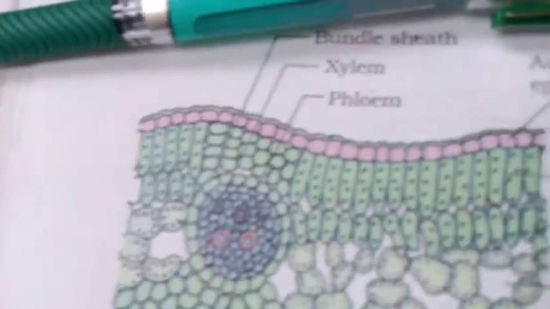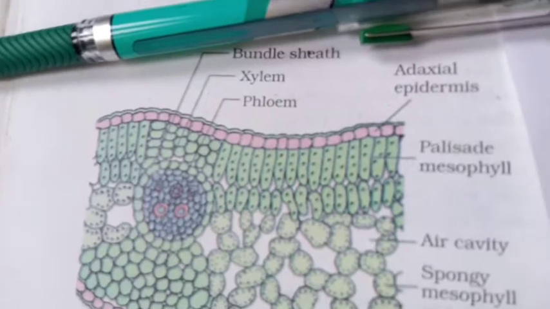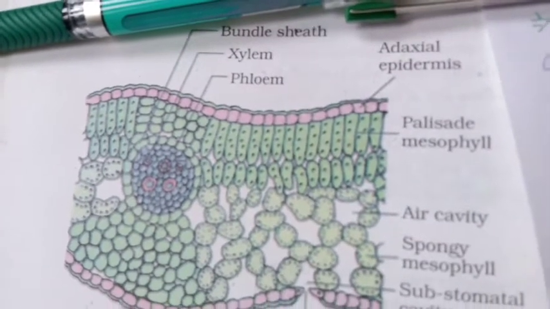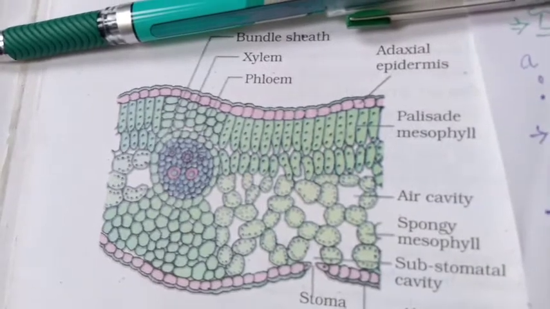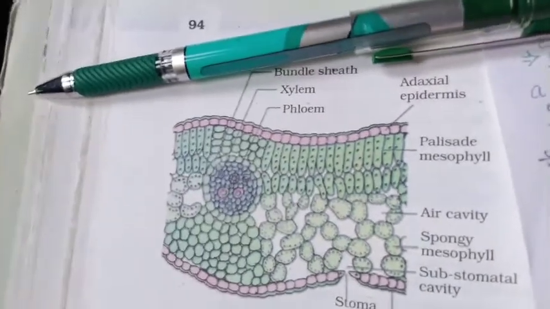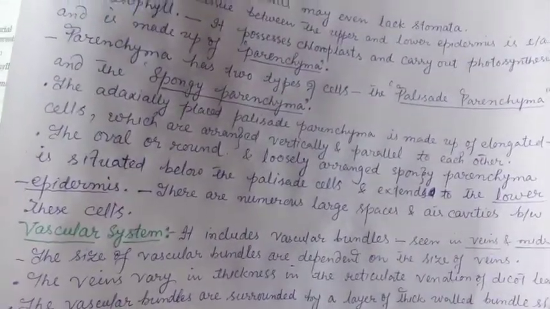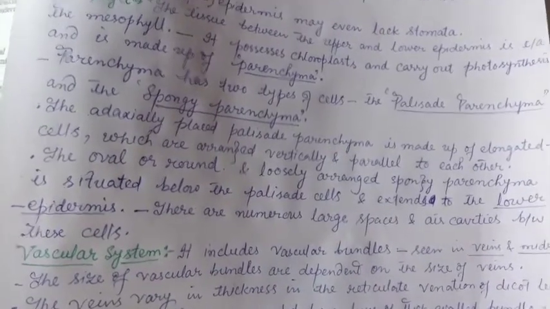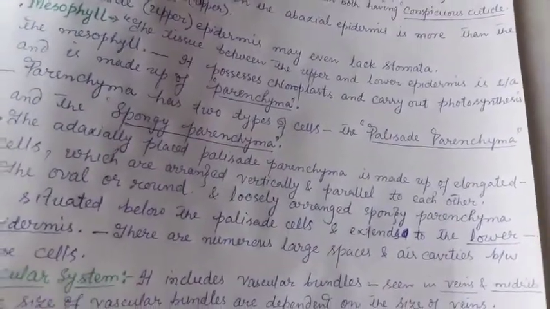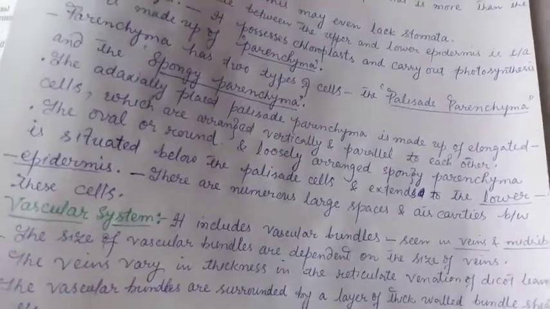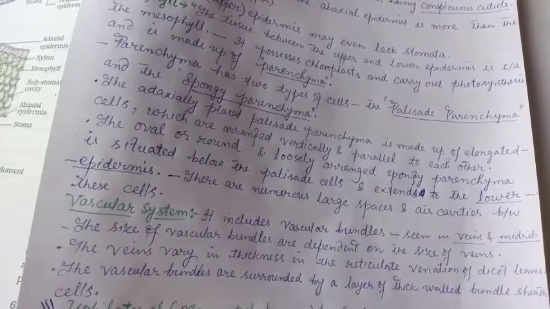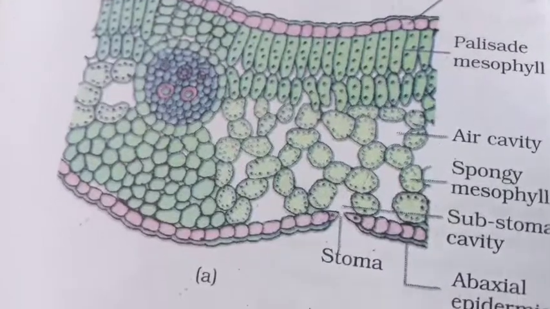Again, you may have the view. This is the palisade mesophyll with parallel cells, which are arranged vertically and parallel to each other. And now the oval or round and loosely arranged spongy parenchyma is situated below the palisade cells and extends to the lower epidermis. There are numerous large spaces and air cavities between these cells of the spongy mesophyll.